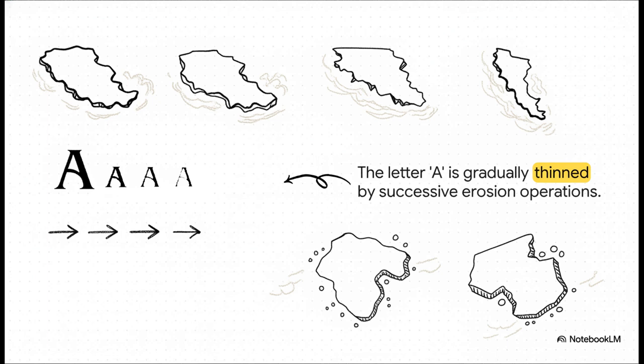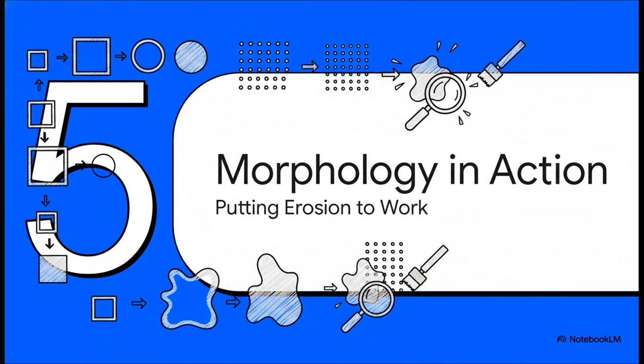We start with a nice, thick letter A. After one round of erosion, it gets a little thinner. After another round, it's thinner still. You can see how the operation only eats away at the boundaries of the shape, kind of like how the ocean wears down a coastline over time. Now, this whole shrinking idea might sound a little basic, but what you can do with it is incredibly powerful. Let's see how it solves some real-world image problems.